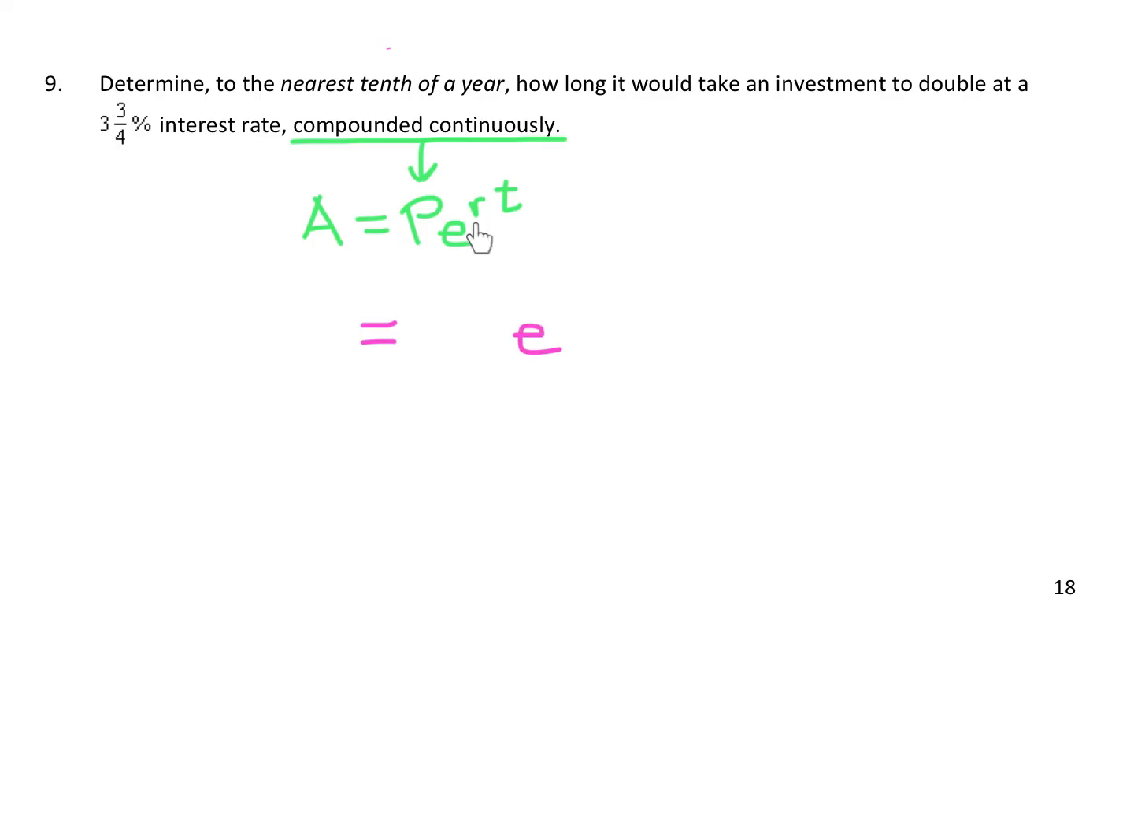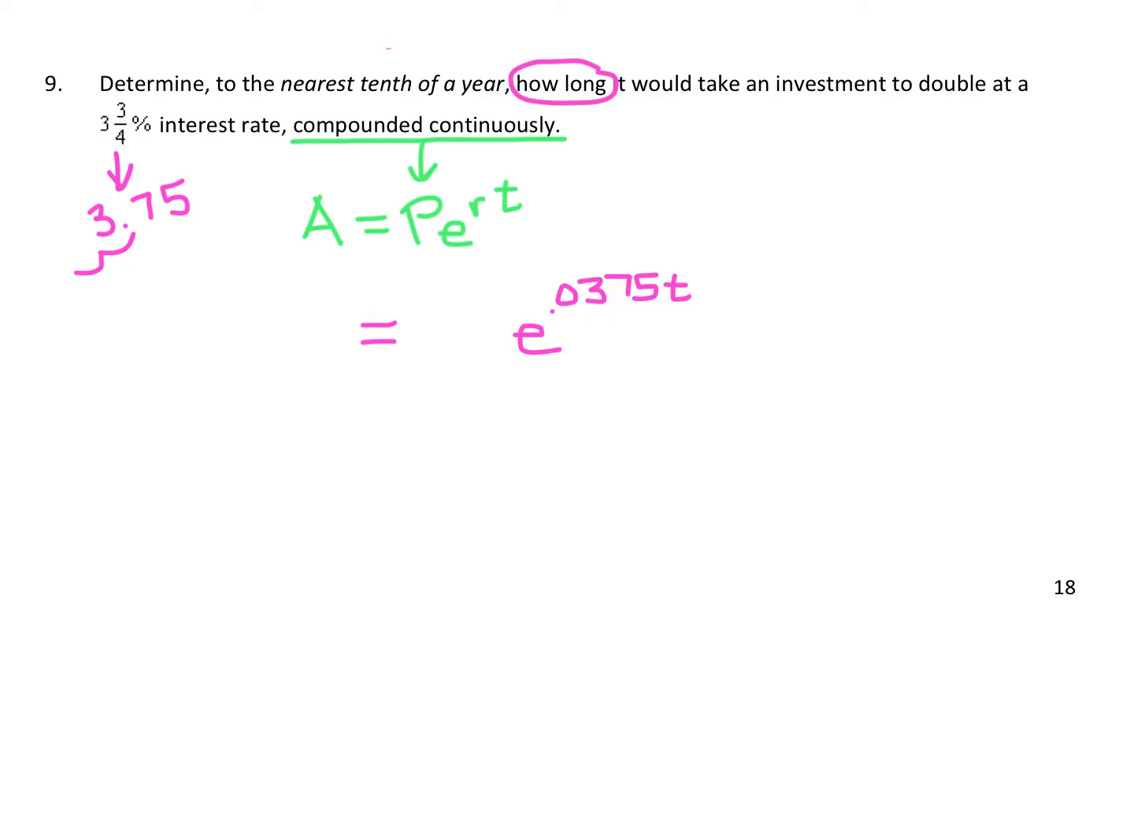All right, as far as the rate goes, 3 3/4. Now, 3 3/4, isn't that the same thing as saying 3.75, right? Isn't 3/4 75 cents, think about money. So if we took our decimal and moved it 2 places to the left, that would be 0.0375. Now, as far as the T goes, it's asking us how long. So that's what we're solving for. So I'm going to leave that as a T.